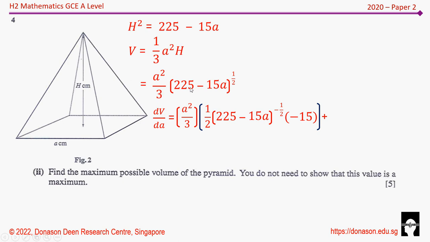So I have kept this fixed and differentiated this by product rule. Now I'm going to keep 25 minus 15A to the power of half fixed and differentiate A squared over 3. You would bring the 2 to the front and subtract 1 from the power, which ends up giving you 2A over 3. So there we have dV/dA expressed in terms of A.